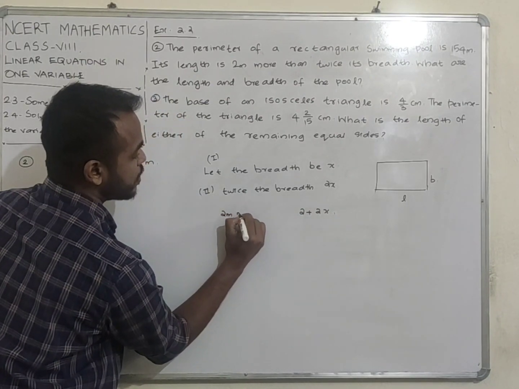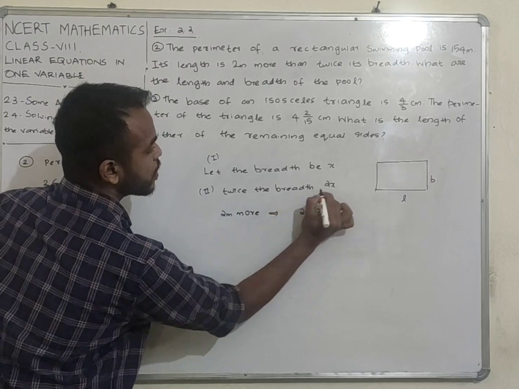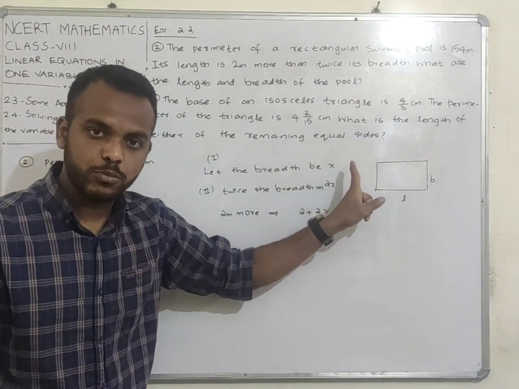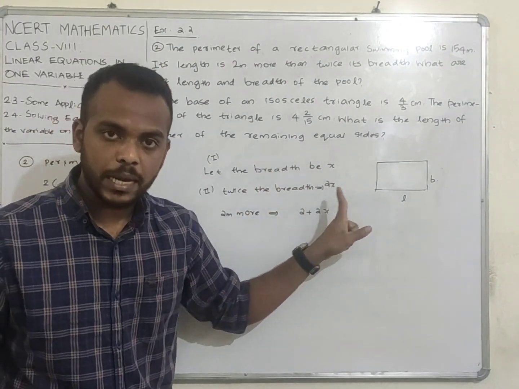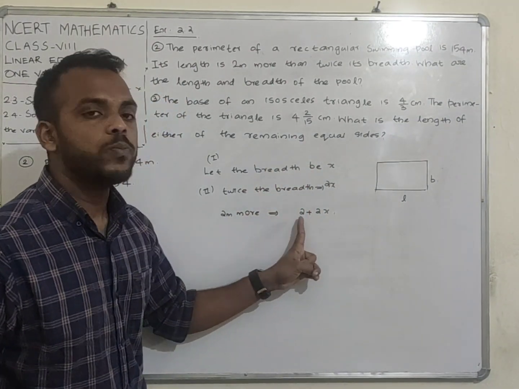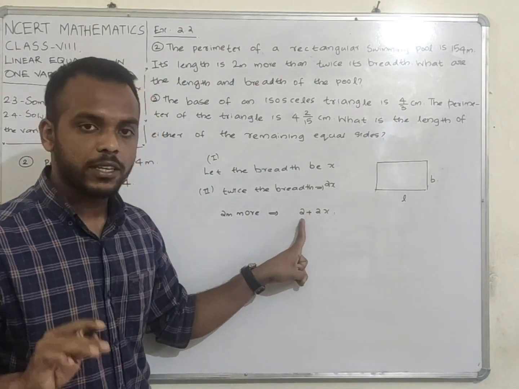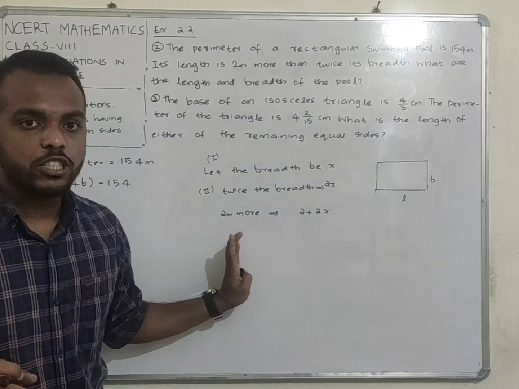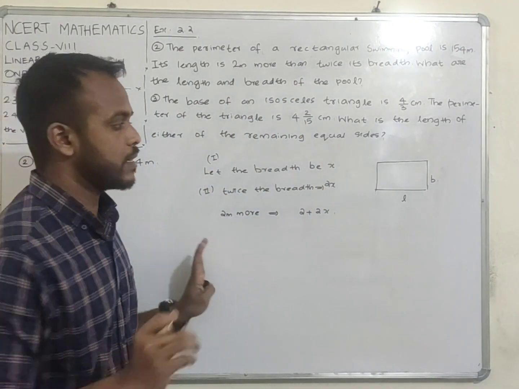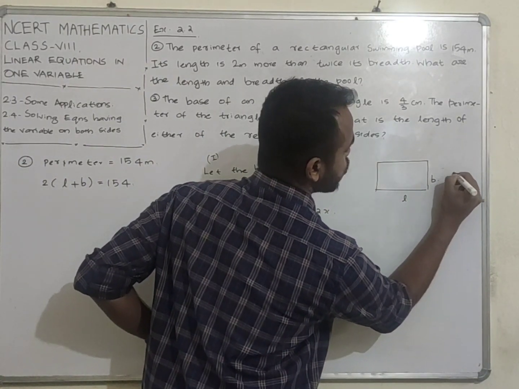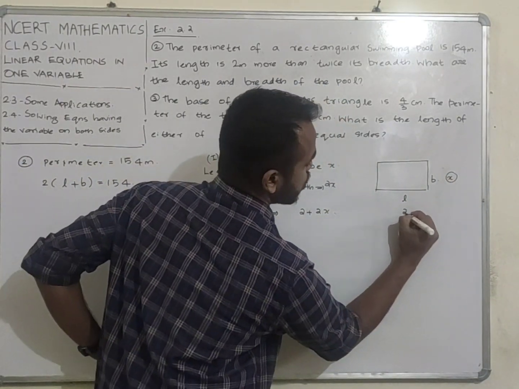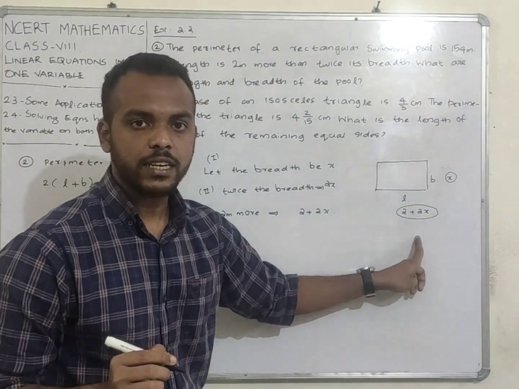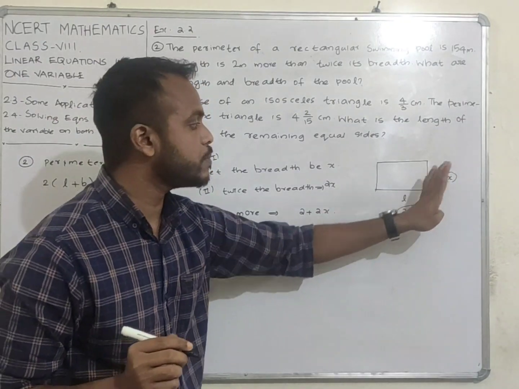Why? 2 meter more. What does that mean? 2 meter more means 2 meter more than twice its breadth. Breadth is assumed to be x. Twice the breadth means 2 times x. 2 meter more than means 2 plus 2x. No need to write meter over here. For the time being, let it be 2 plus 2x. So, we got a relation between length and breadth. If breadth is considered to be x, what will be the length? 2 plus 2x.